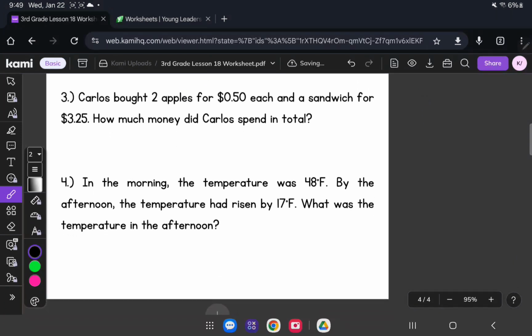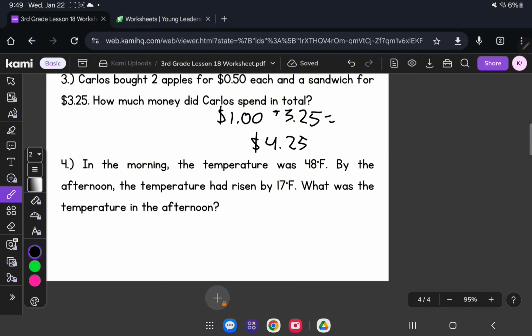Number 3, Carlos bought 2 apples for 50 cents each and a sandwich for $3.25. How much money did Carlos spend in total? So we know 50 cents plus another 50 cents is $1. And we add that to $3.25, which is $4.25. So Carlos spent $4.25.